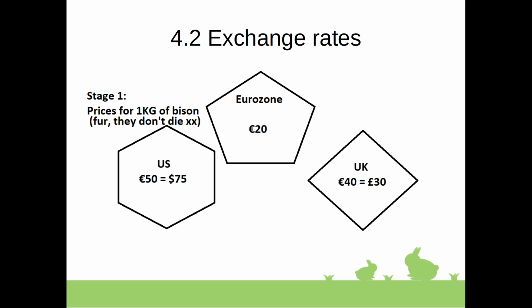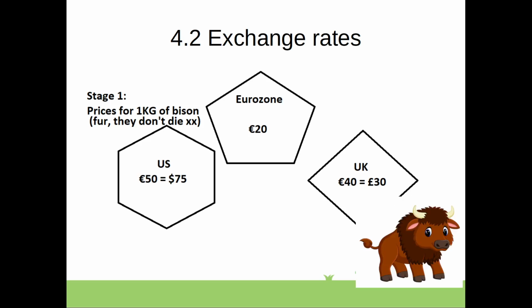Here we have an example. We're going to look at the price for 1 kilogram of bison fur. Since we have a bison over here and it looks pretty cute, we're not going to eat him. We're going to use his fur, so he will not die. We'll just shave his fur off, and this is a product. For 1 kg, as you can see, you have to pay different prices. In the Eurozone, this will only be like 20 euros. In the UK, this is 40 euros, and in the US, we have to pay 50 euros.